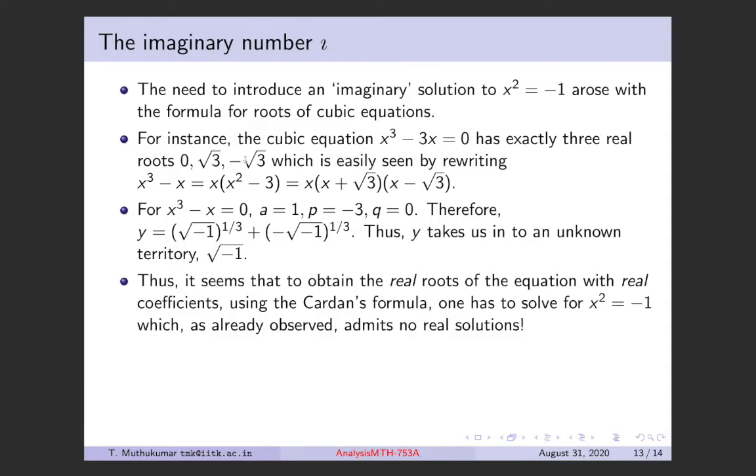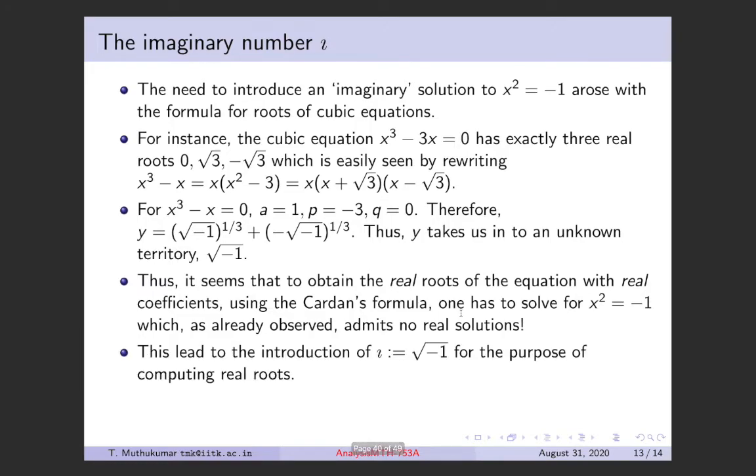Okay, so it seems that even to find the real roots of a polynomial with real coefficients, one needs to venture into a territory outside real numbers and then obtain the real roots. And that's the reason why the roots of x square plus 1 equal to 0 were introduced. So this led to the notion of introducing i, root -1, for the purpose of computing real roots.